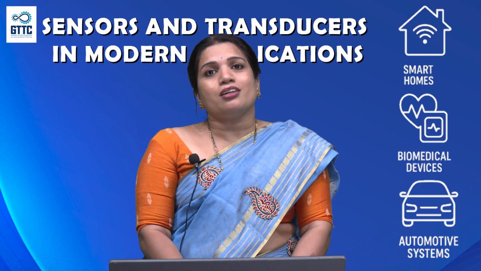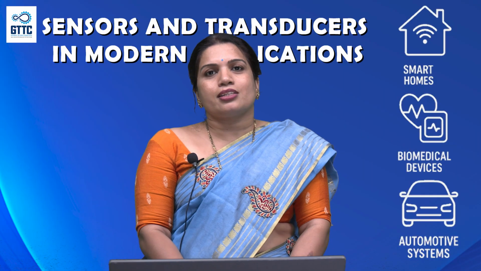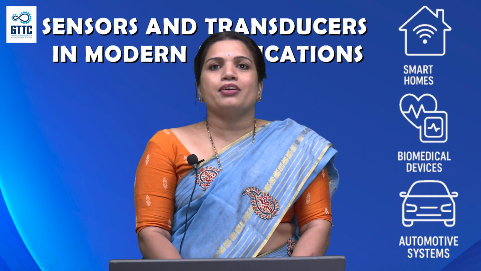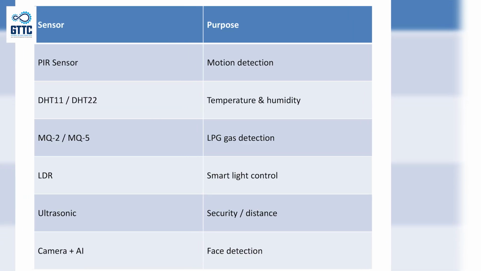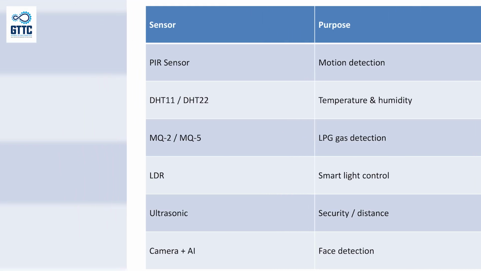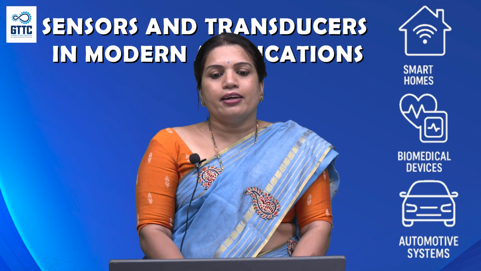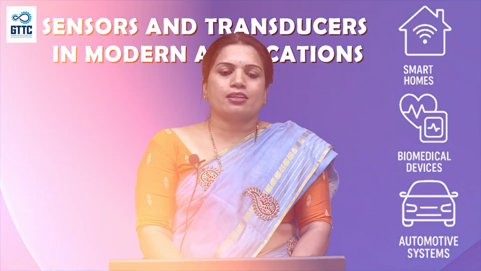For face detection, what are the sensors? For temperature and humidity in the fan, which sensors are we using? Here we have a list. The PIR sensor we use for motion detection. That is, if any object is moved, or an object's presence or absence is to be detected, it will be done by the PIR sensor.